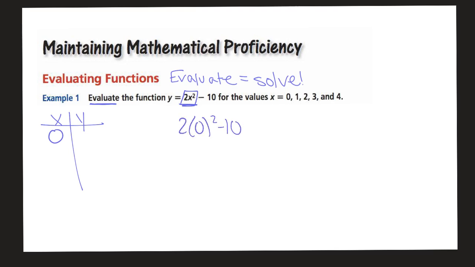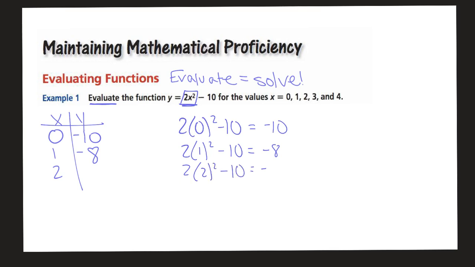So if we plug in 0, we get 2 times 0 squared minus 10, which is 0 minus 10, so that is a negative 10. And that's going to be my y value. If I plug in a 1 next, that's 2 times 1 squared minus 10. So that is 2 minus 10, negative 8. And then the negative 8 goes there with that one. If I plug in the 2 next, 2 times 2 squared minus 10, that is 4 times 2, that's 8 minus 10, so that gives you negative 2.